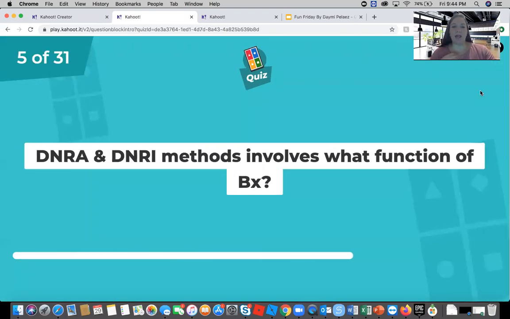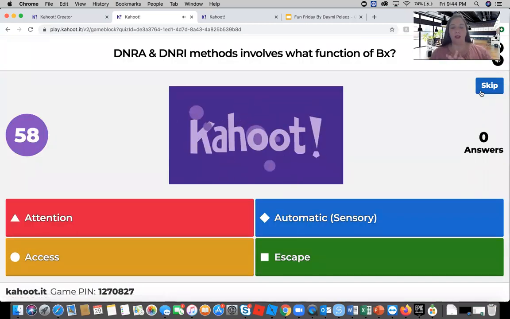DNRA and DNRI methods involve what functional behavior? What function?